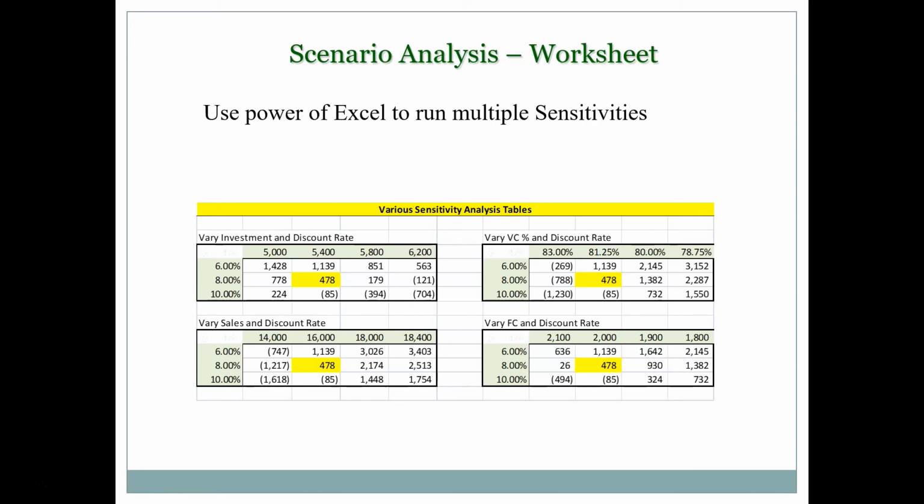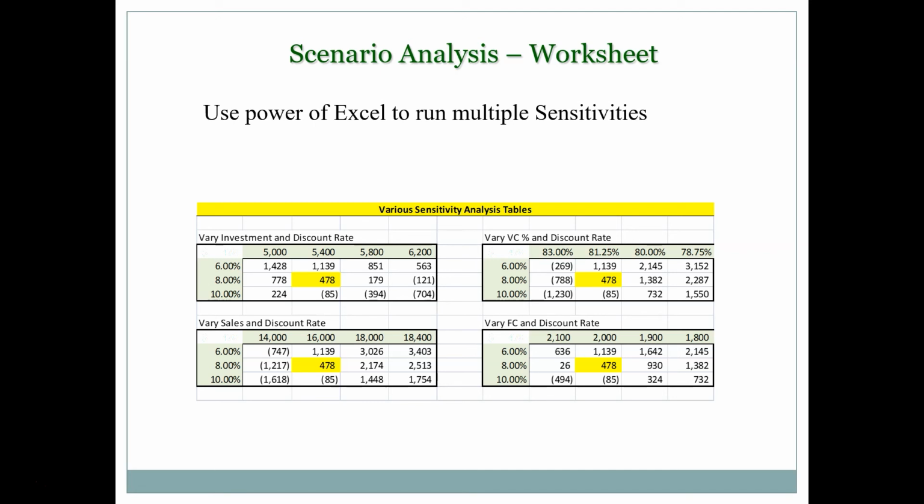So we can do this. We can vary different outcomes as much as we want. We can look at as many different types of scenarios as we want. But what you'll notice now here is that instead of having one net present value that I can make my decision on, meaning if we look at the expected case, I have an NPV of 478,000.